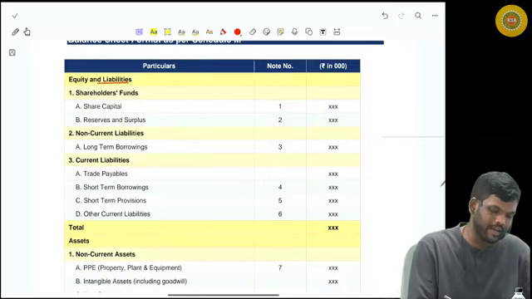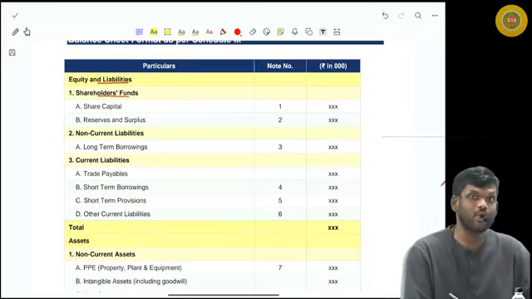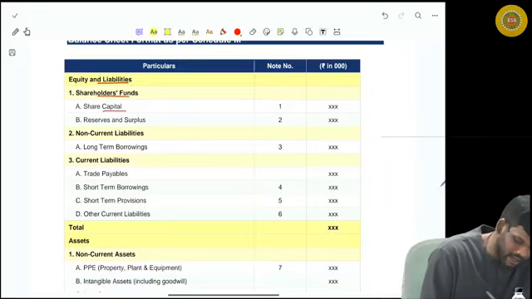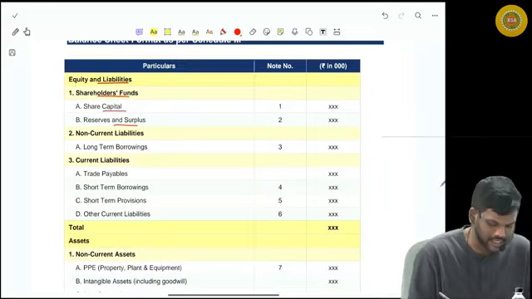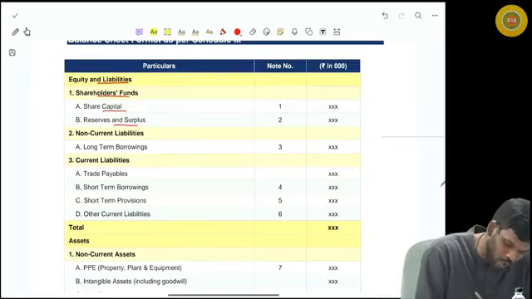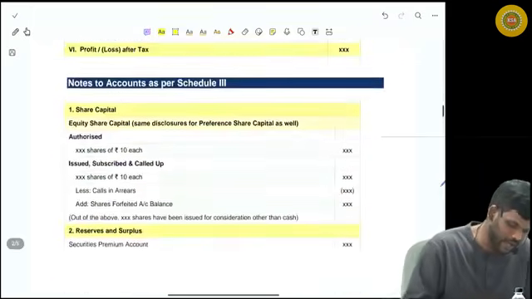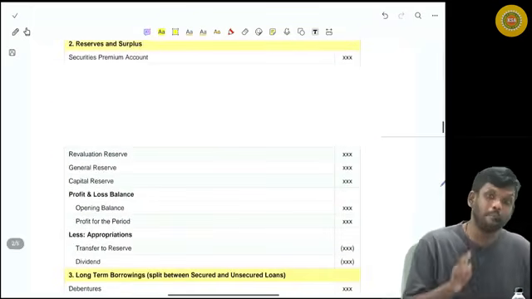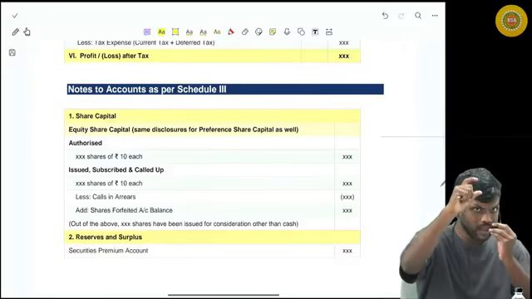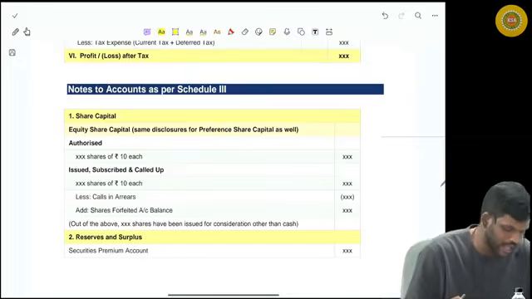So, equity and liabilities. Under equity and liabilities, the first thing that we have is shareholders' funds, which is owners' funds. This will have share capital as well as reserves and surplus. Let us do one thing. Along with share capital, let us finish Note 1 also, so that we will know what needs to come under share capital. Here, share capital means both equity share capital and preference share capital. So the total of equity share capital and preference share capital only should come in the balance sheet.